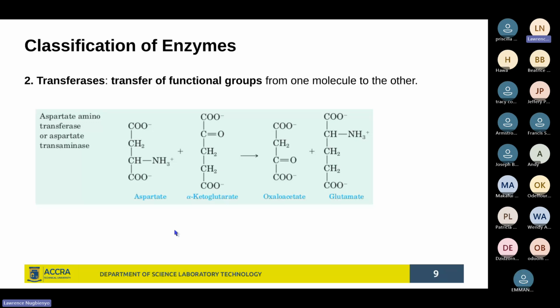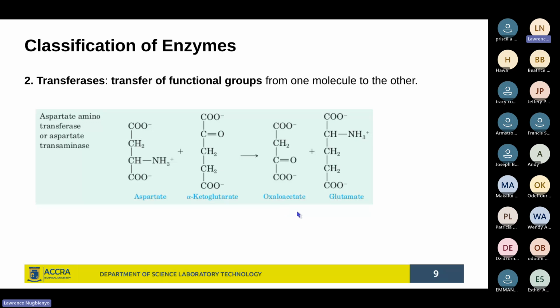We looked at this example of aspartic acid and alpha ketoglutarate, and we saw that the amine group from this carbon number 2 gets transferred onto alpha ketoglutarate, also on carbon number 2, whilst the ketone group, which is at the carbon number 2 on alpha ketoglutarate, now gets transferred onto the residue of aspartic acid to now give you products oxaloacetate and glutamic acid.